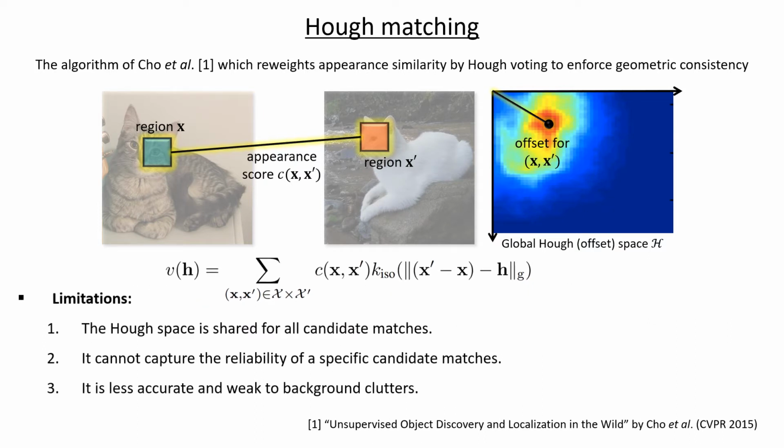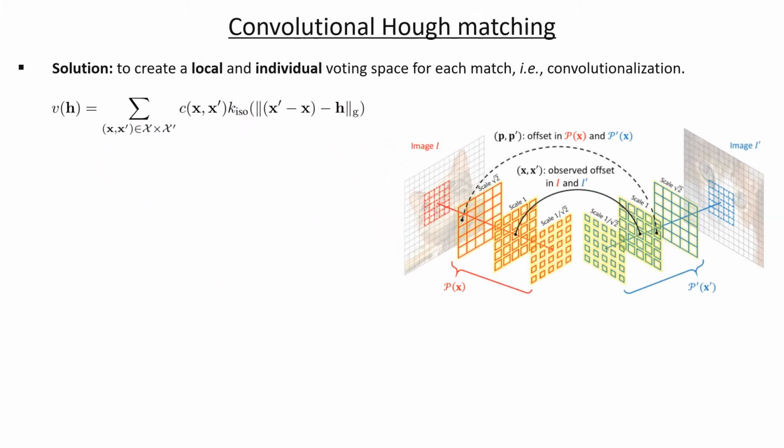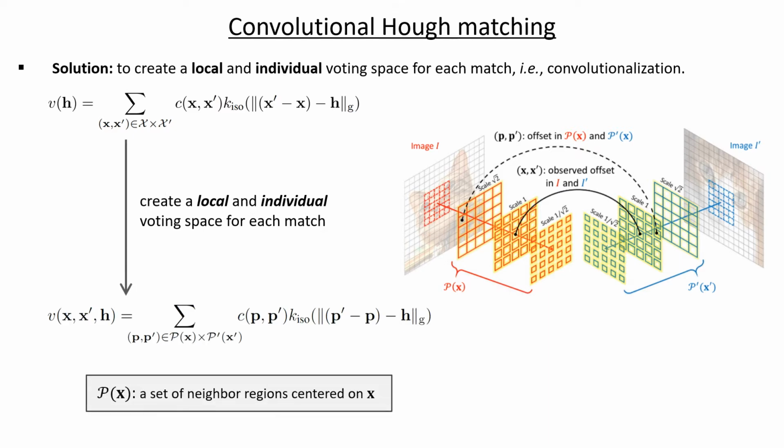Despite its good empirical performance, the Hough matching method is limited in the sense that the Hough space is shared for all candidate matches, and this makes it less accurate and weak to background clutters. To address the issue, we create a local and individual voting space for each match. In other words, we convolutionalize the Hough matching algorithm.